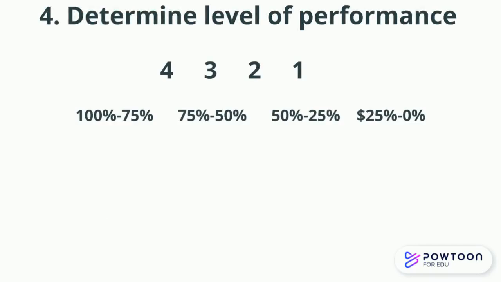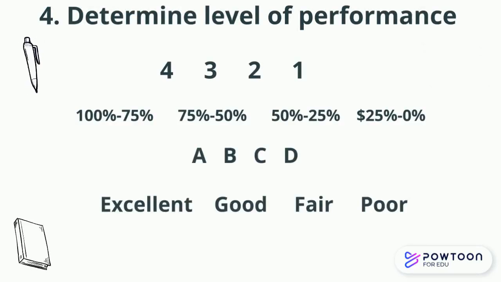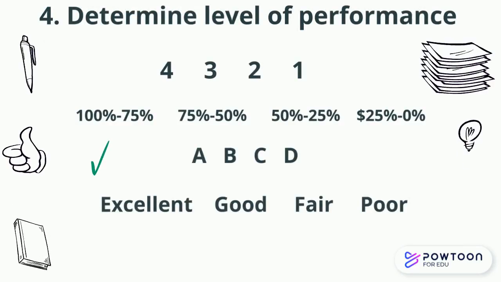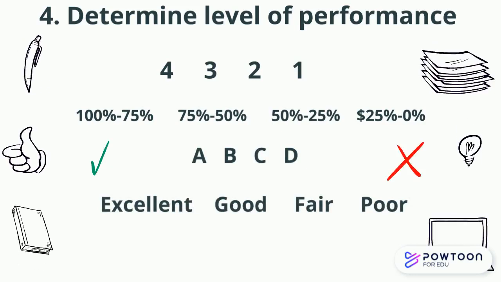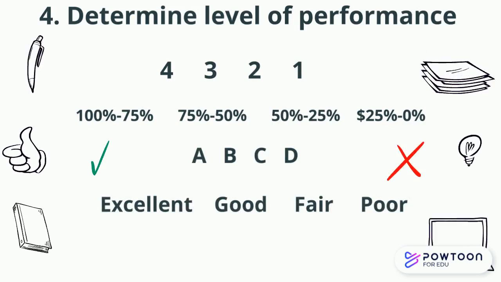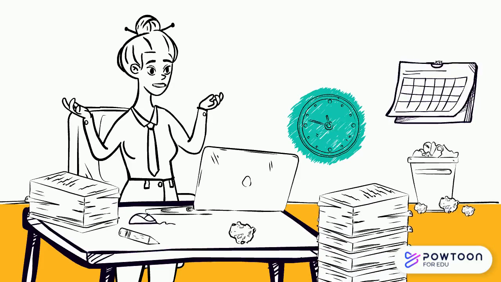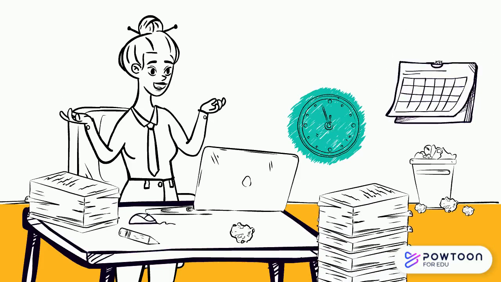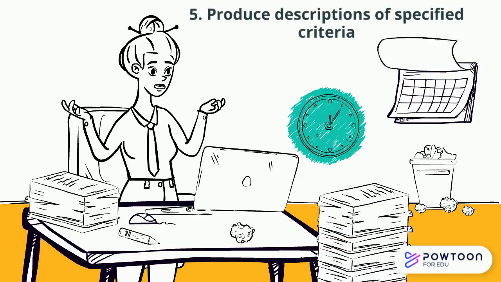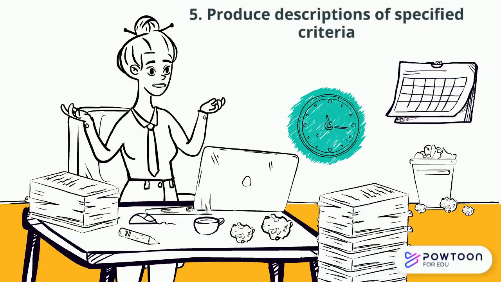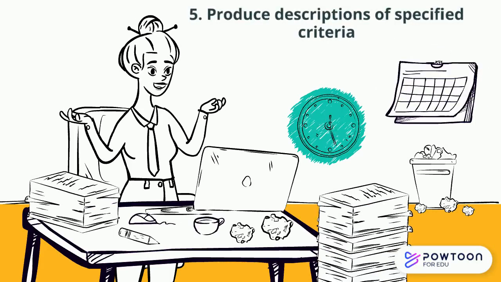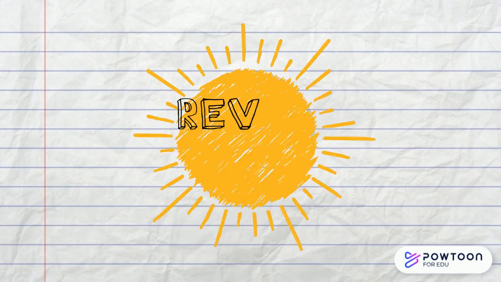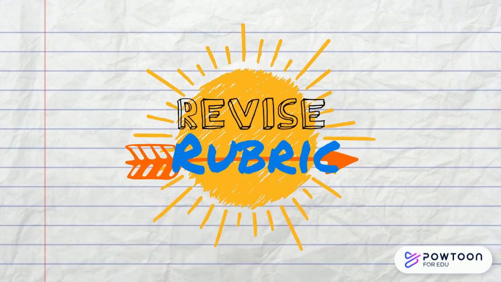Next, the creator will determine the levels of performance, which will be listed across the top row, often using numbers, grades, and/or descriptive tags. Within the cells of the rubric, the creator will then produce descriptions of what the specified criteria will look like for each level of performance. Roll's final step to creating a successful rubric is revising it so that it is no longer than a page long, and it is as clear and concise as possible.